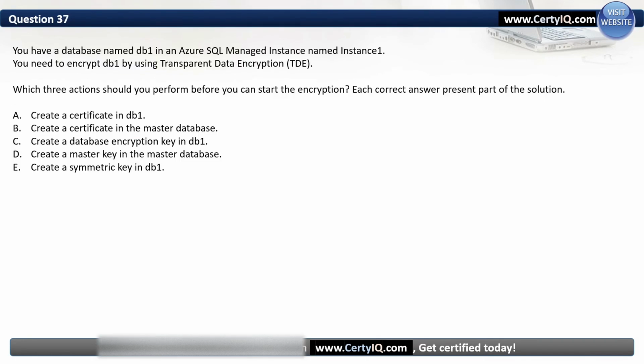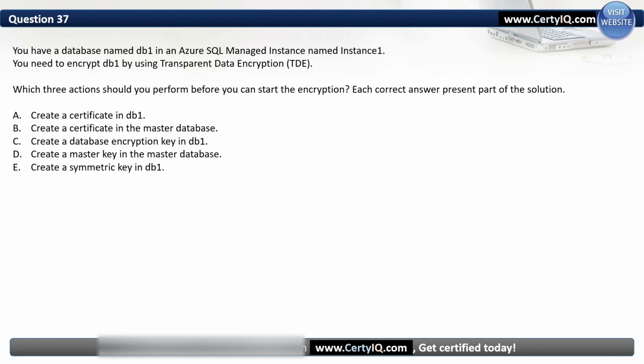Question 37. You have a database named DB1 in an Azure SQL managed instance named Instance1. You need to encrypt DB1 by using transparent data encryption. Which 3 actions should you perform before you can start the encryption? Each correct answer presents part of the solution.